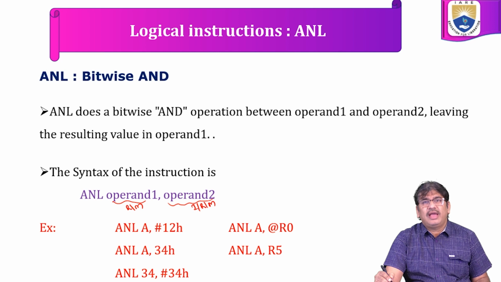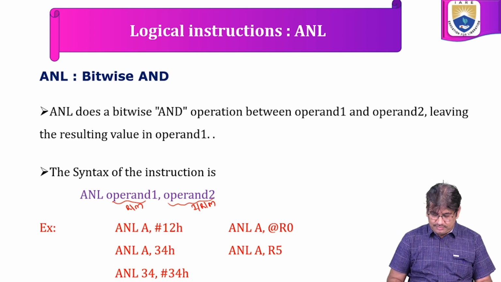ANL 34, #34. Here 34 is a memory location, whereas #34 is an immediate data. So the memory location contents whose address is 34H will be logically ANDed bit by bit with the immediate data, that is 34H, and the result we can see in the memory location 34H.